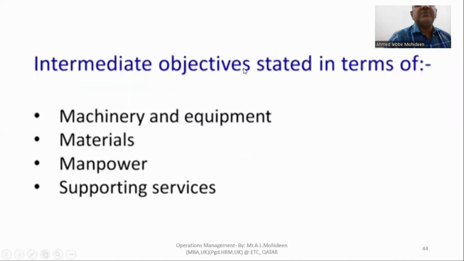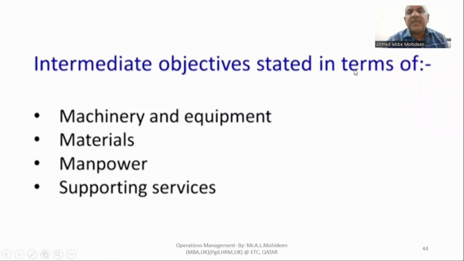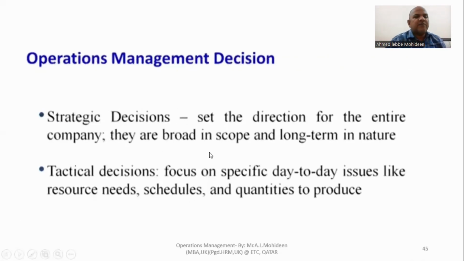So now you can see the intermediate objectives connected with operations. Intermediate objectives help to achieve the main objectives, and they are stated in terms of machinery and equipment, materials, manpower, and supporting services. Operation management decisions are strategic decisions. So whatever decision the company takes, the operation should go according to it. And it's a technical decision, focusing on specific day-to-day issues like resource needs, schedules, and quantity to produce. So you have to understand some tactical decisions focusing on day-to-day issues, right?